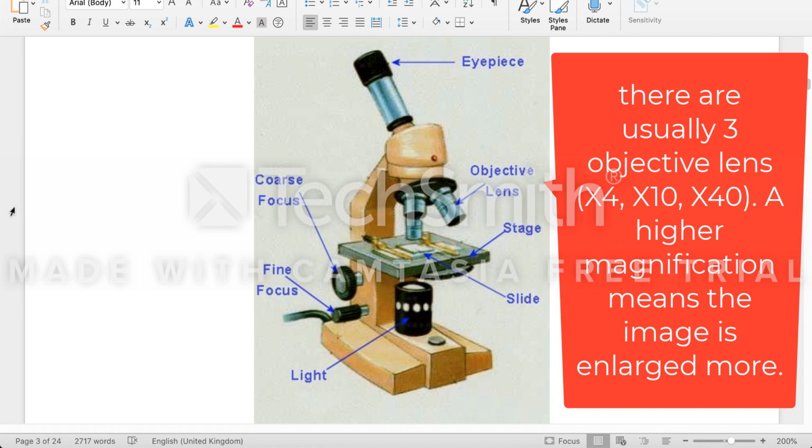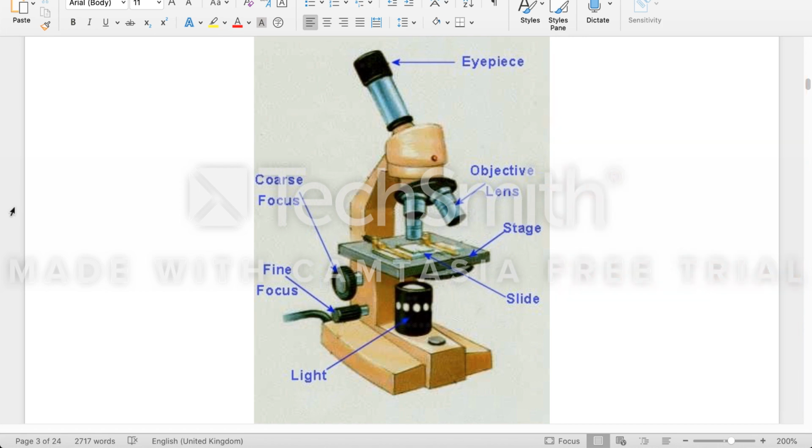What these numbers represent is how many times it's going to enlarge the image that you're looking at. So if you have 4 times, it's going to enlarge the image 4 times bigger than what you would actually see. Same thing for 10 and 40. It will enlarge it 10 times bigger than what you will actually see. And normally, with your hands, you can switch around the objective lens by just turning it around.